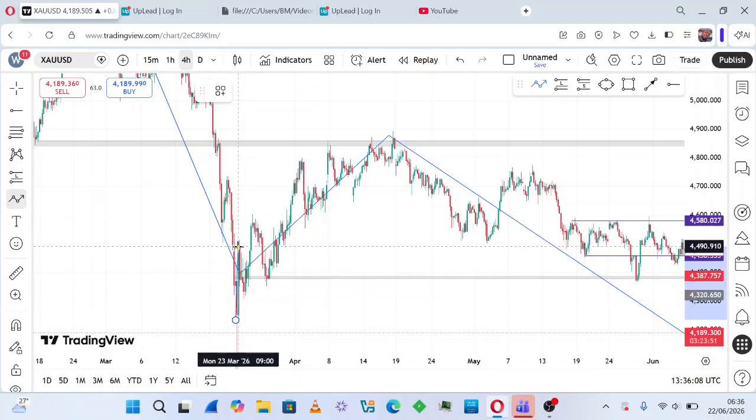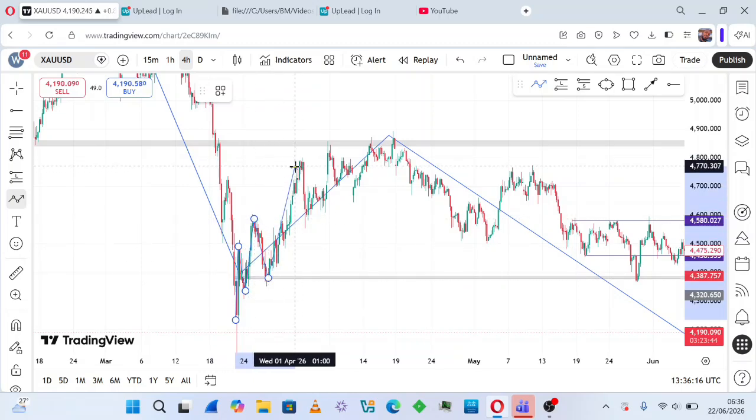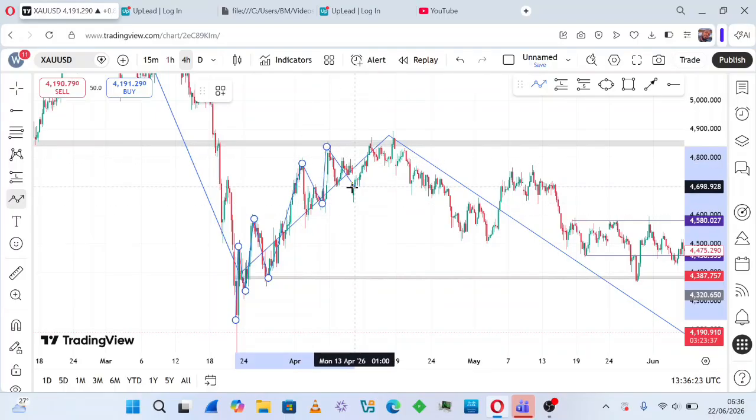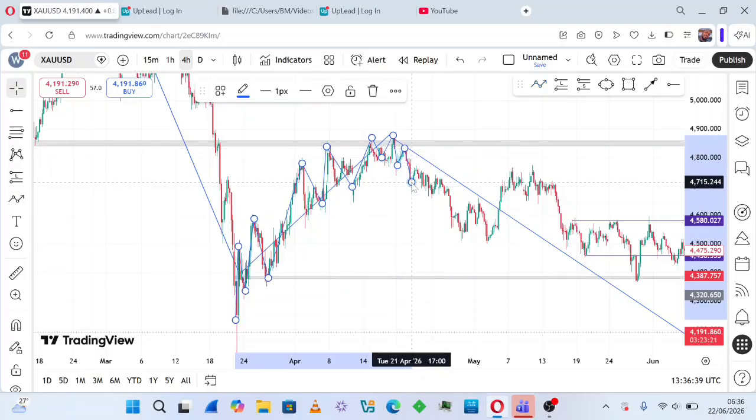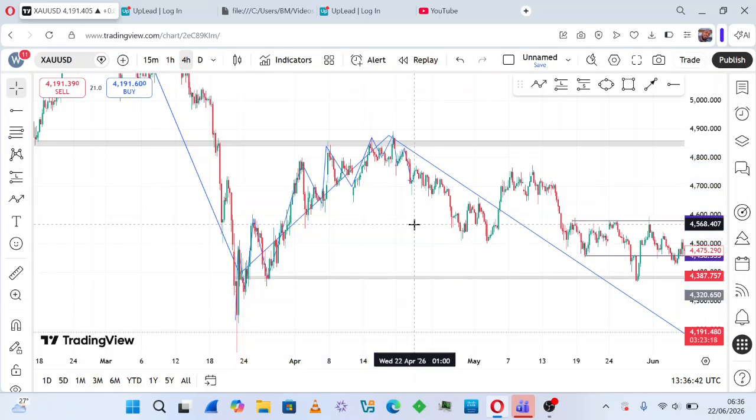It makes a high, a low, a higher high, a higher low, a higher high, a higher low, a higher high, a higher low, a higher high, made a higher low, made an equal high, then it changed: lower high, then price starts making lower low, then the trend has changed.